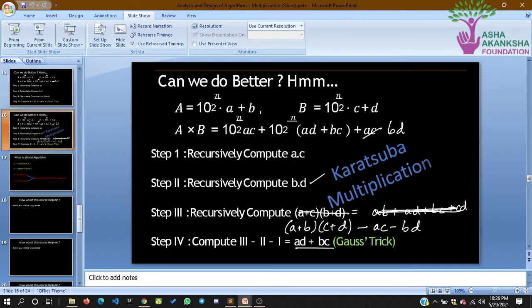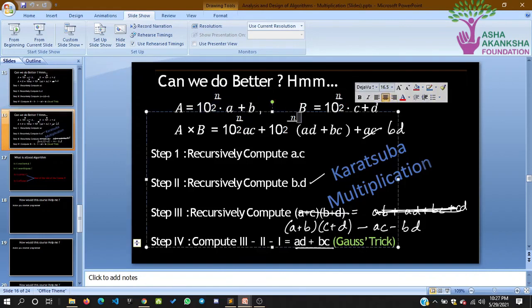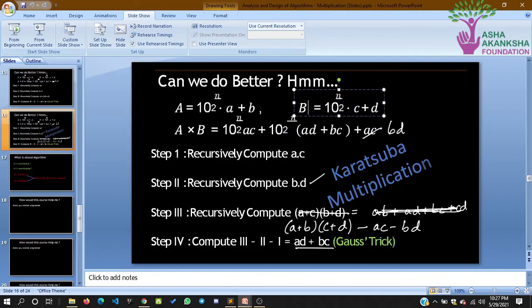I will just briefly go over it once again. You have two numbers, capital A and capital B. You divide each into two n by 2 digit numbers, and you separate them into parts: small a, small b, small c, small d. Then capital A can be constructed in this way, and capital B can be constructed in this way. And then you have to just get this formula.